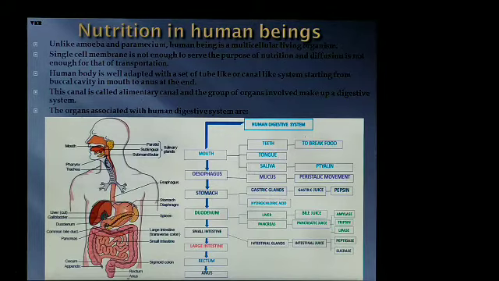You can refer to this figure. There is a figure in your NCERT book also, but a slightly more elaborate figure has been taken here. There are two sets of information given here: one is the diagram, another is the flow chart. This canal system is called the alimentary canal, and the group of organs involved makes up the digestive system. So the entire picture is of the human digestive system. Following are the organs associated with the human digestive system.